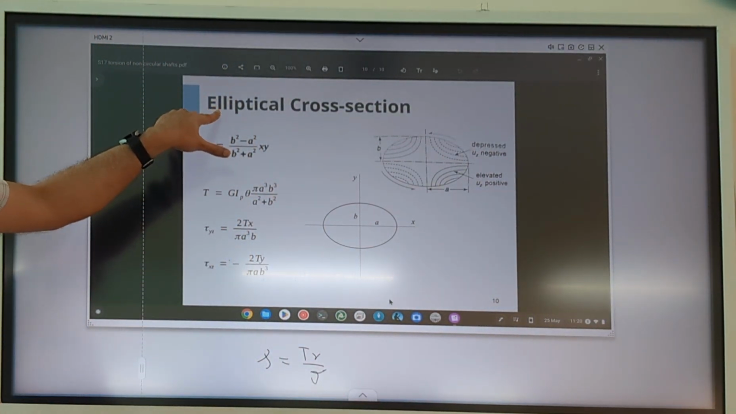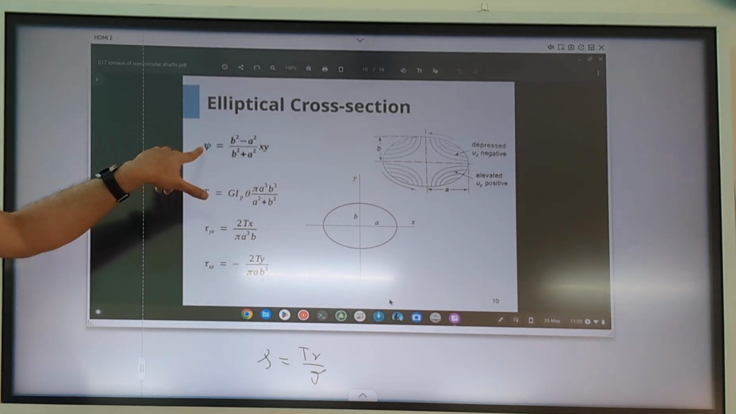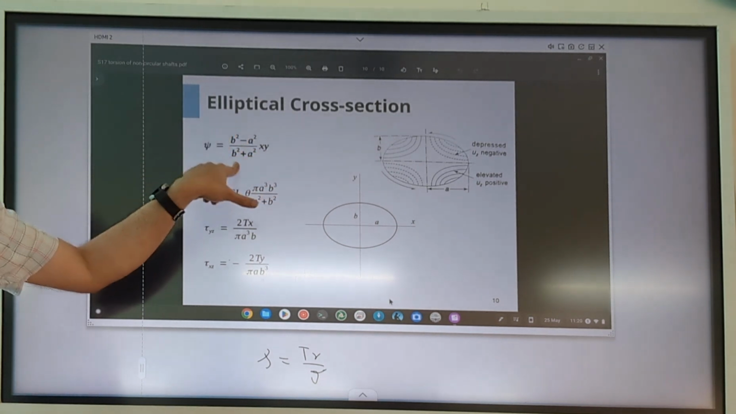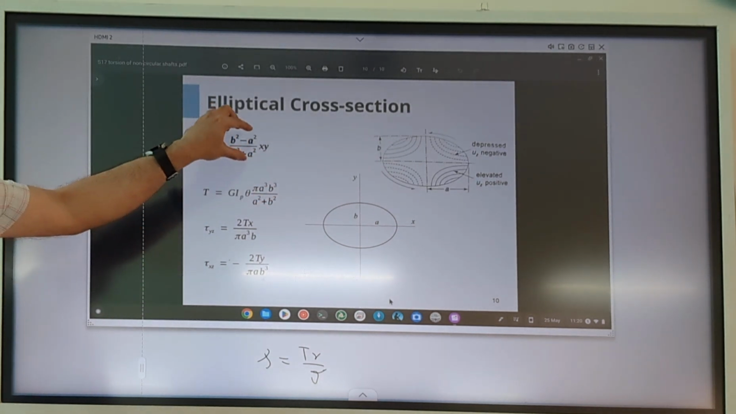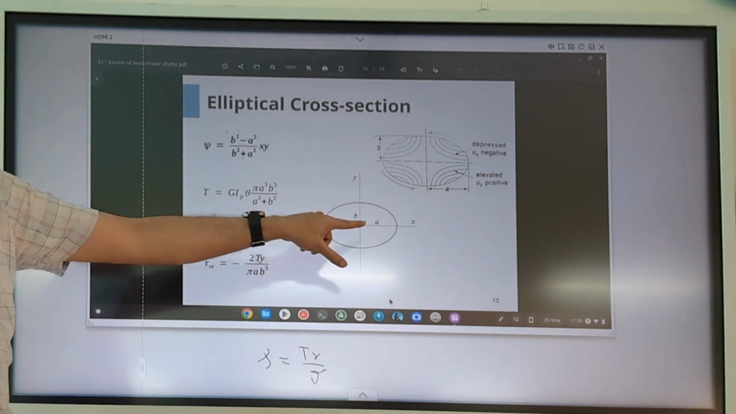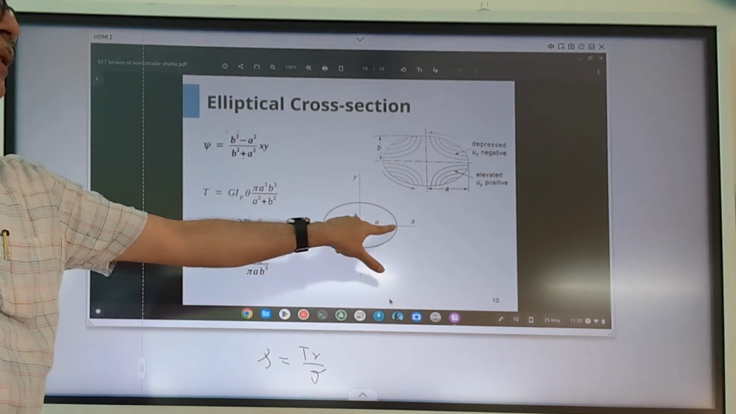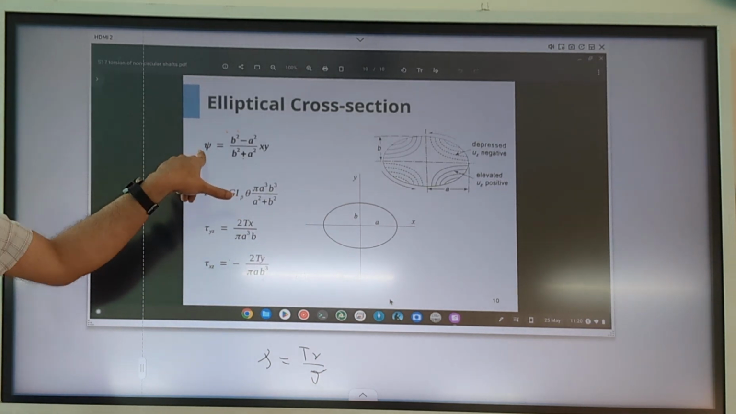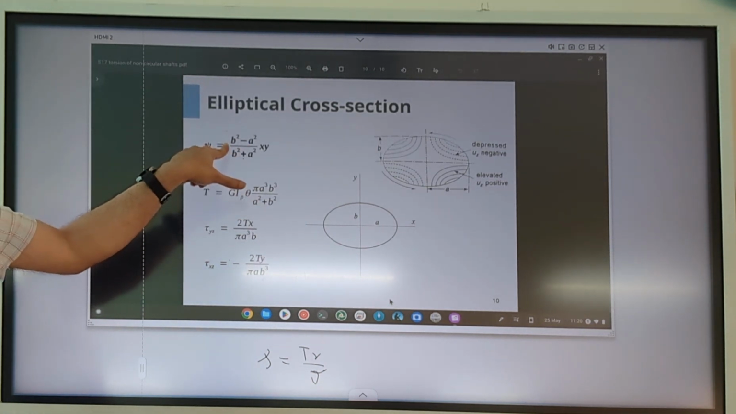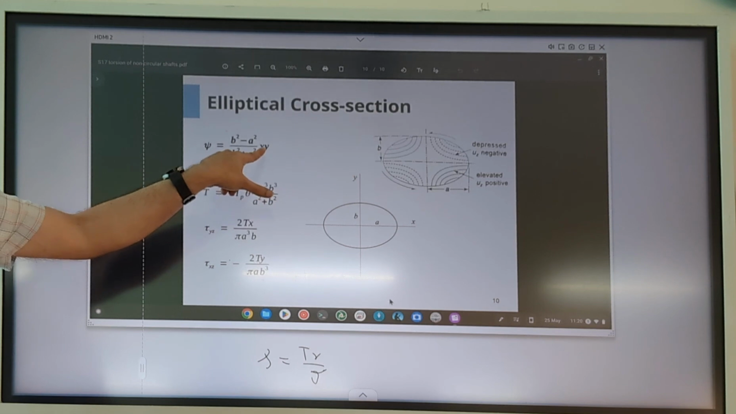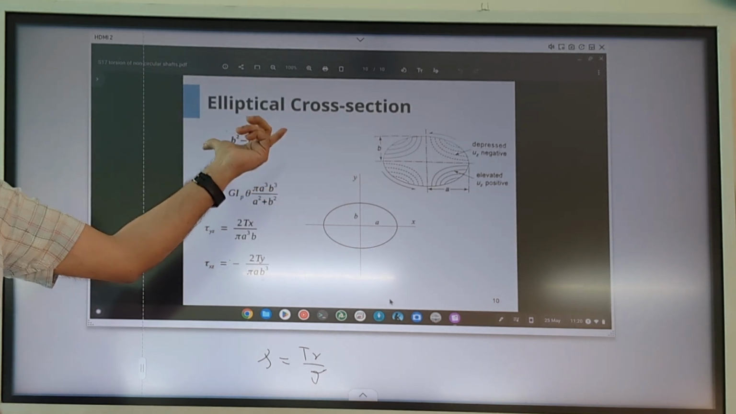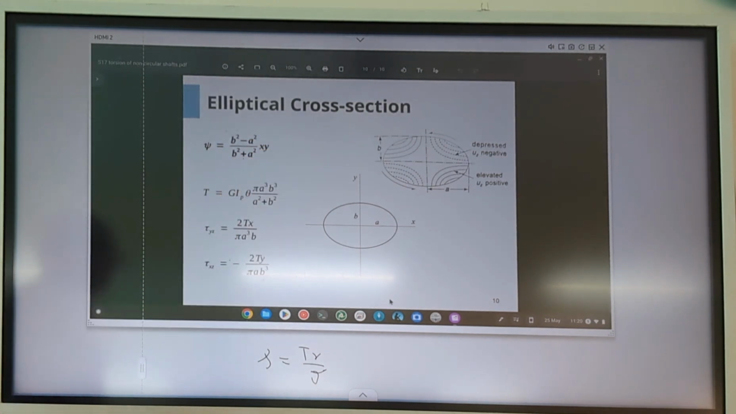In an elliptical cross section, it can be shown, again derivation not in our scope, that the warping function psi is as given by this particular formula. A and B are the major and minor radius of the ellipse. So A is the major radius, B is the minor radius. Psi is defined in terms of the radii of the ellipse multiplied by xy, so it is some constant multiplied by xy. That is the warping function for the elliptical cross section.